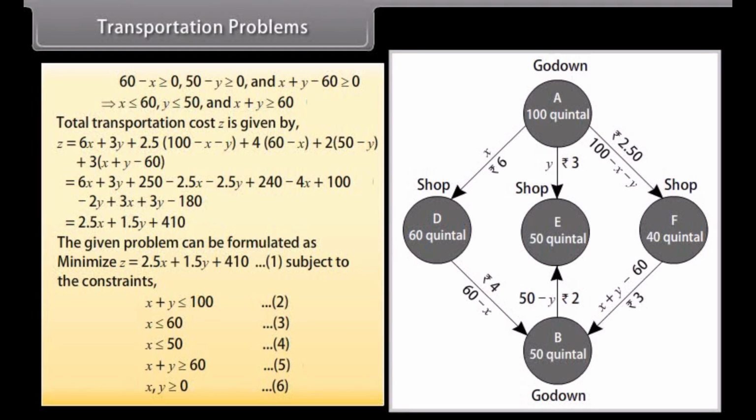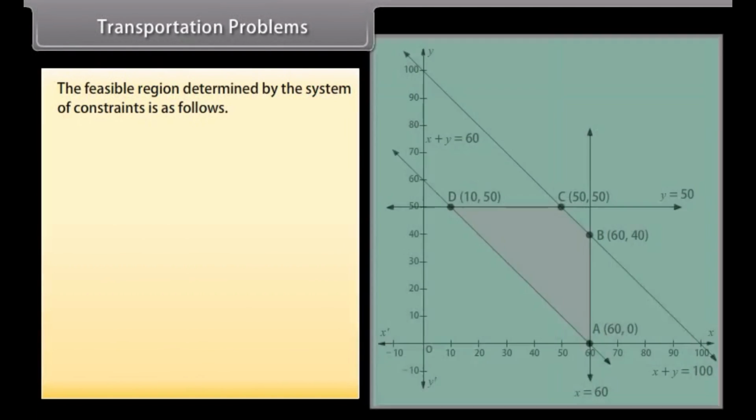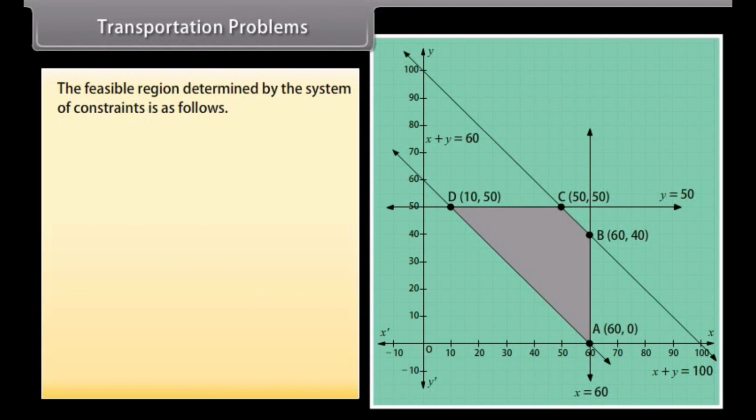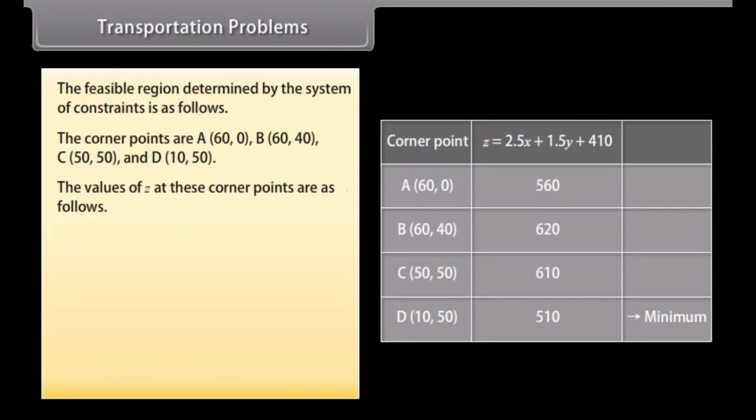Subject to the constraints. The feasible region determined by the system of constraints is as follows. The corner points are A (60, 0), B (60, 40), C (50, 50) and D (10, 50). The values of Z at these corner points are as follows. The minimum value of Z is 510 at (10, 50).